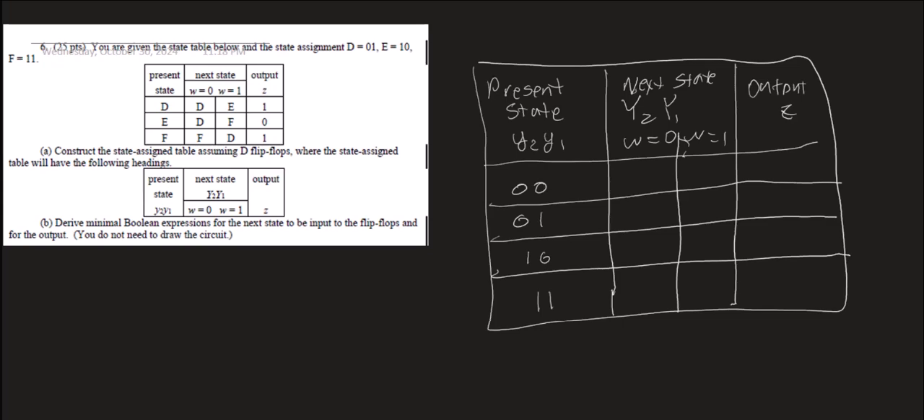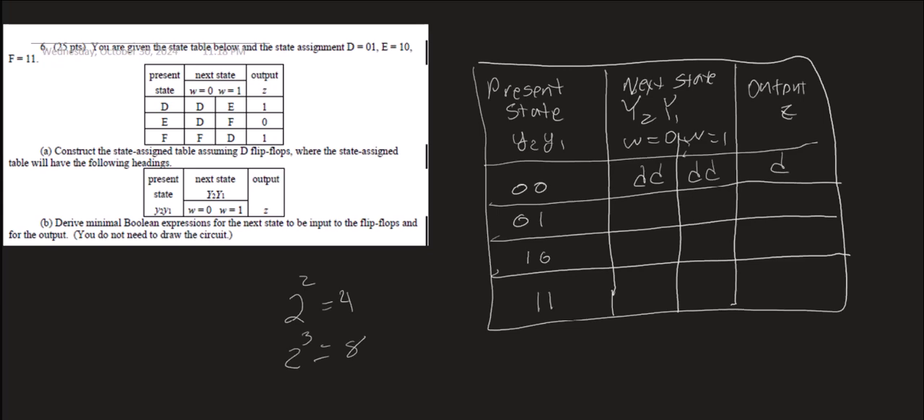If we have two bits, then that means we'd have 2 to the 2, or 4 different states. If we had 3 bits, we'd have 2 to the 3, or 8 different states. And so the 0, 0 is going to be don't cares. So don't care, don't care, don't care, don't care, don't care.